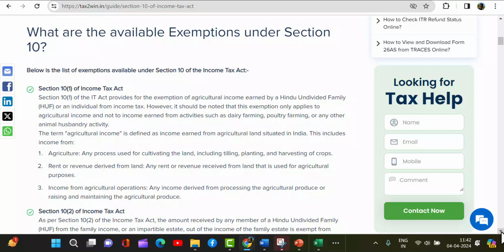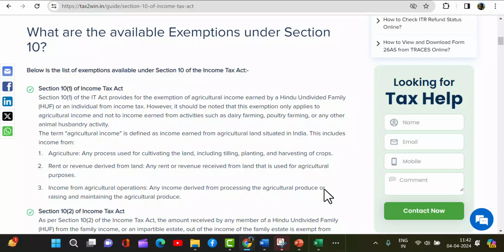Fine. Now here it says that all agricultural income which you have earned from land being used for agriculture purposes in India will be exempt. Now it should be agricultural land. You can't use a land in Gurgaon or Delhi and say that I'm earning some agricultural income. Only land which is classified as agricultural land by the income tax rules comes under that. And it cannot be for dairy farming or poultry farming and other animal husbandry activity. It can be only for growing crops and other things.